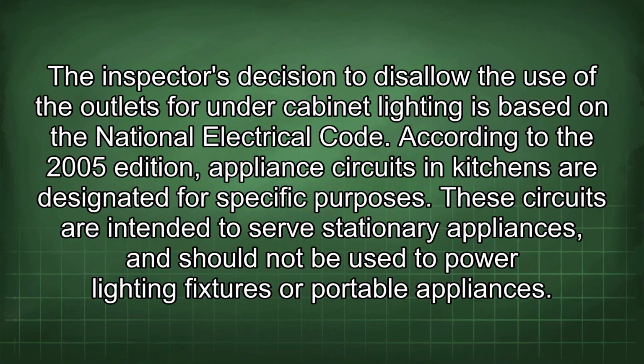The inspector's decision to disallow the use of the outlets for under-cabinet lighting is based on the National Electrical Code. According to the 2005 edition, appliance circuits in kitchens are designated for specific purposes. These circuits are intended to serve stationary appliances and should not be used to power lighting fixtures or portable appliances.